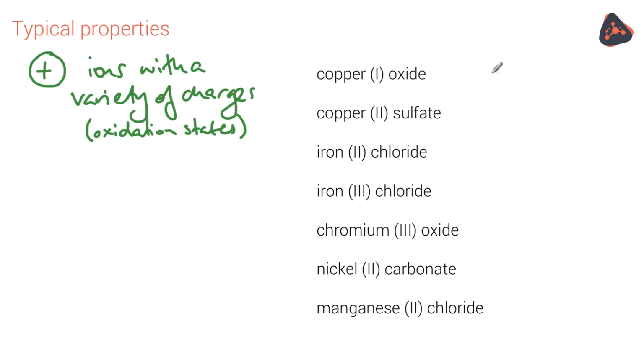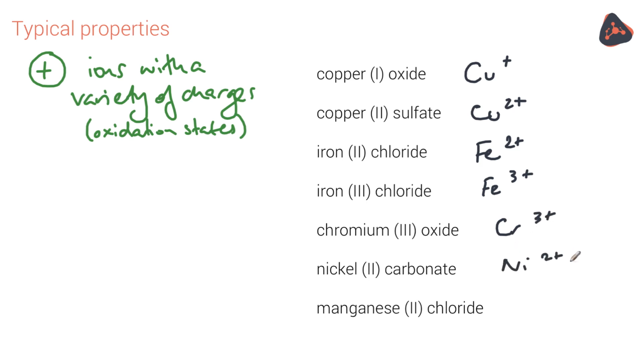So for example, copper 1, this means that the copper has a 1 plus charge. This would be copper 2 plus because of the Roman numerals 2 after the copper. Iron is Fe, it's got a Roman numerals 2 in brackets, so it's a 2 plus. This would be iron 3 plus, chromium 3 plus, nickel 2 plus, and manganese 2 plus.